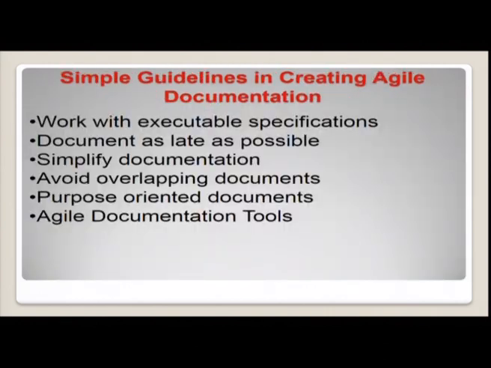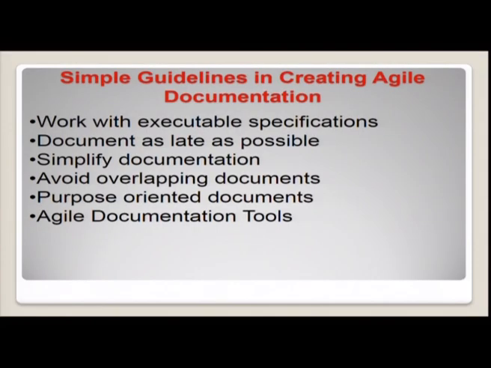Next, let us see the simple guidelines in creating agile documentation. You work with executable specifications. Document as late as possible. You simplify the documentation. Avoid overlapping documents. Purpose oriented documents are to be created, and you need to use the agile documentation tools. There are certain tools available, Jira, Mingle, VersionOne. With the help of those tools, it is easy to create documentation. That is called agile documentation, the usage of agile documentation tools.